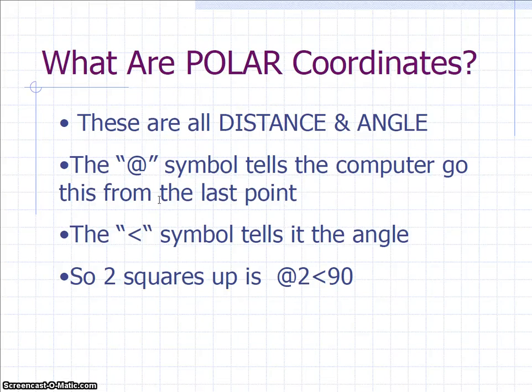So it's always going to have that at sign at the beginning, just telling the computer that you want it to go from this last point. That's what the at stands for. At the last point, you need to go x distance, 2 squares at 45. Or 2 squares at 15 degrees, whatever it is, or 2 inches at that. Just remember the polar coordinate systems.